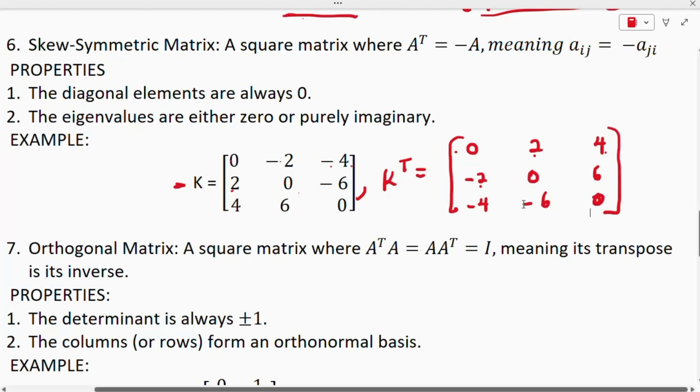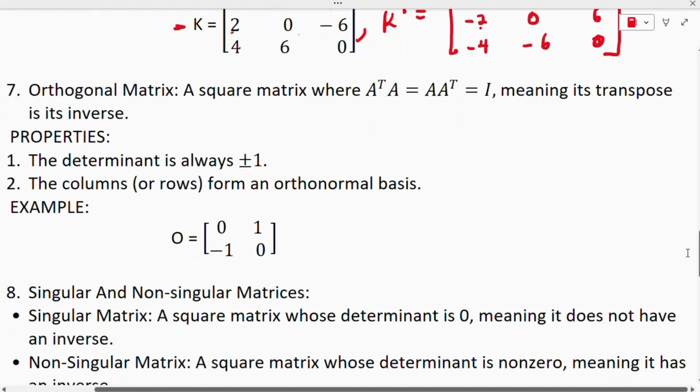0. Guys, as you can see right here, we have been able to prove that if you take the transpose of this square matrix, we are going to have negative A of that matrix. Then this simply implies that this type of matrix is called a skew symmetric matrix. Now, the properties: the diagonal elements are always 0, and the eigenvalues are either 0 or purely imaginary. That is what this implies.